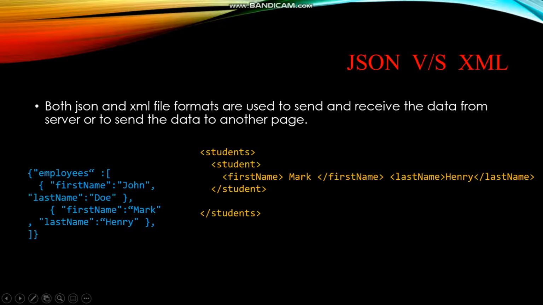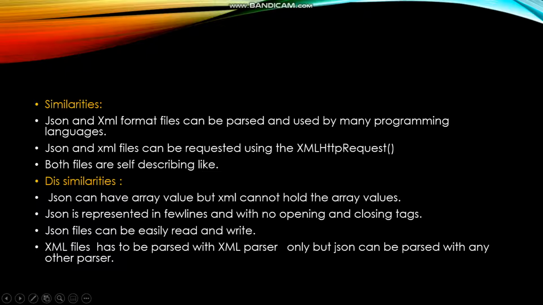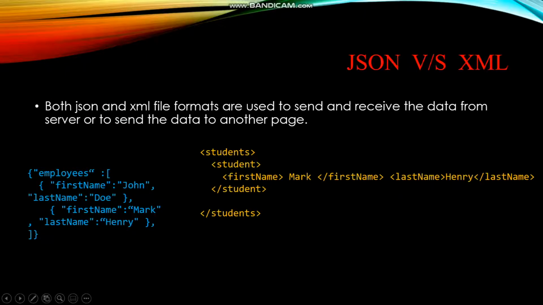On the right side of the image, I am showing you the JSON file format. On the other side, it's an XML format. It has the information about employees, their first name and last name. But here in the XML file, it is the student's name and his info. His first name is Mark and the last name is Henry. This is the XML file format.